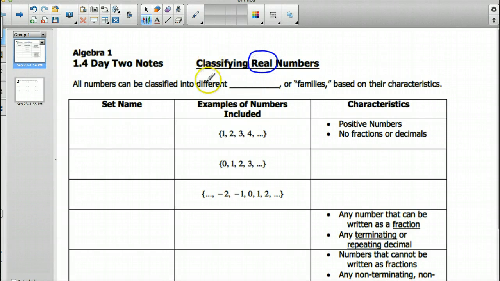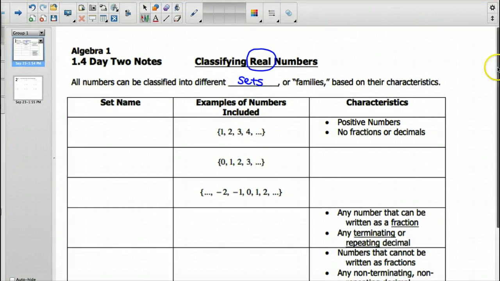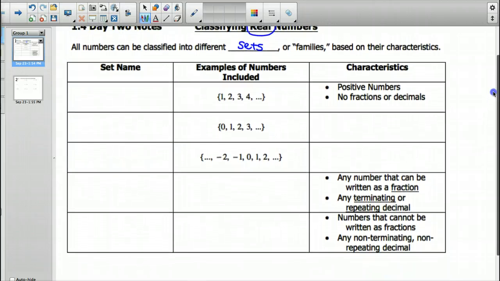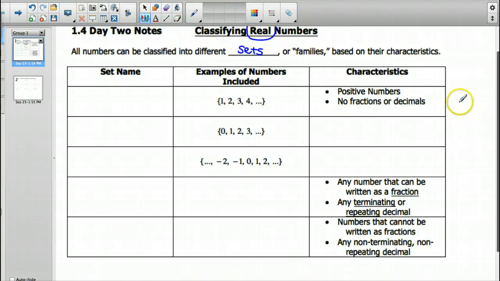And so we're going to talk about the different sets of numbers. All numbers can be classified into different sets, or sometimes we call those families of numbers, based on their characteristics. And so you may have talked about this before in 5th or 6th grade. You may not have. So depending on whether or not this is new for you, I'm just going to treat it as if you never heard of it before.